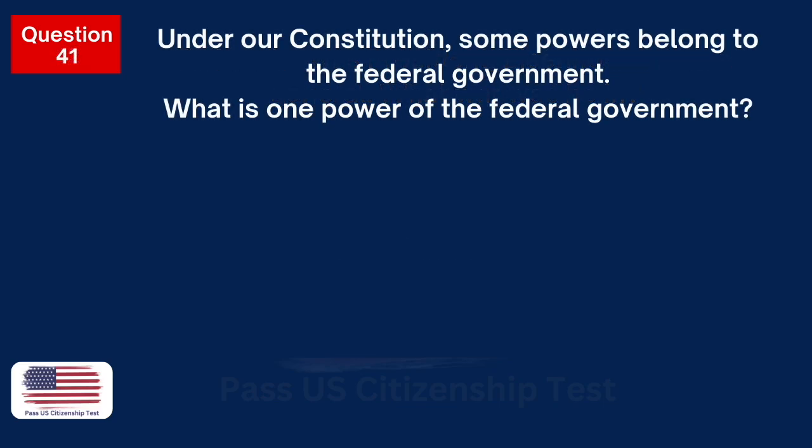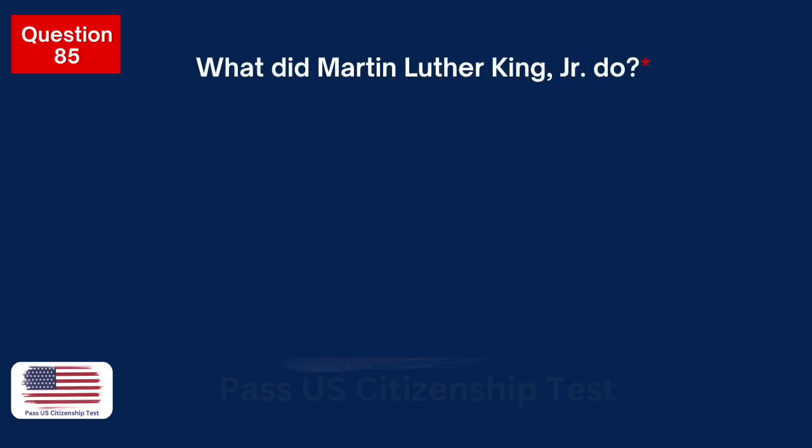Under our Constitution, some powers belong to the federal government. What is one power of the federal government? To print money. What did Martin Luther King Jr. do? Fought for civil rights.